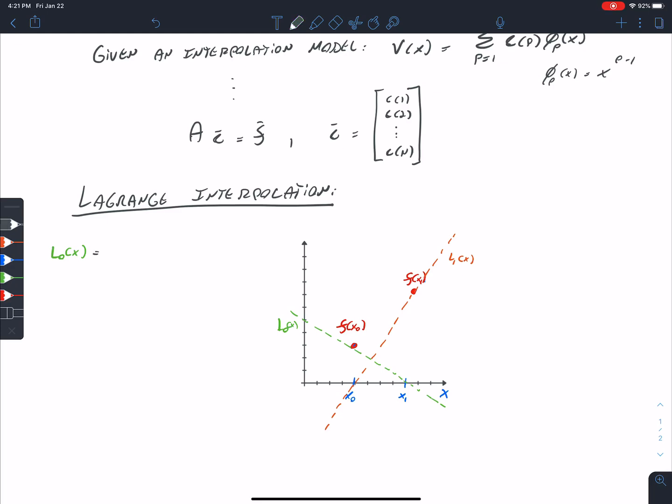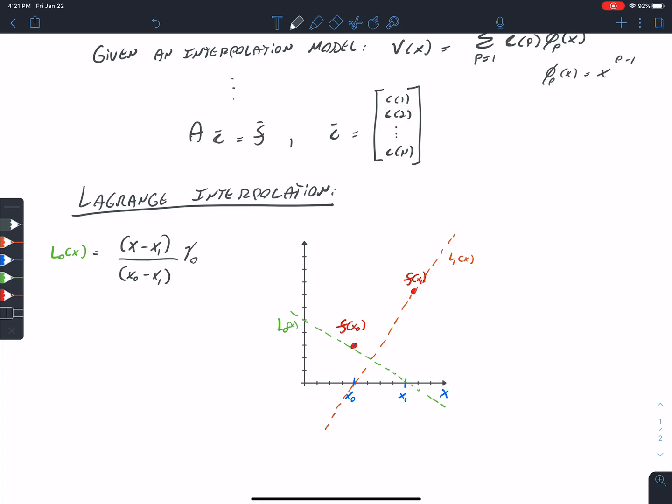So in this case, let me state this line, and then we can analyze it. So this line will be (x minus x1) divided by (x0 minus x1) times y0. Let's look at this line and see if we can plot it.